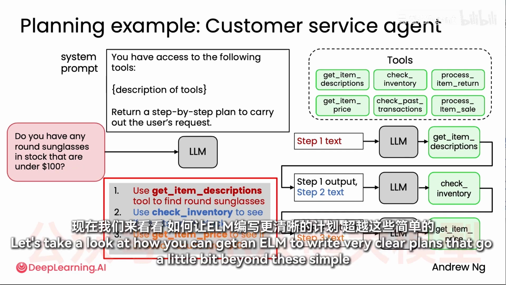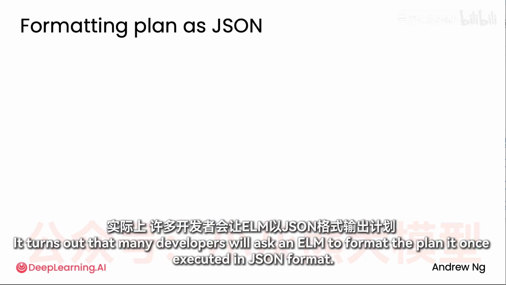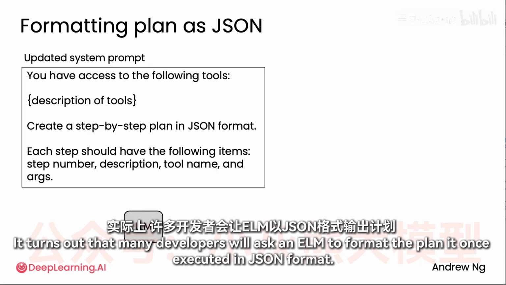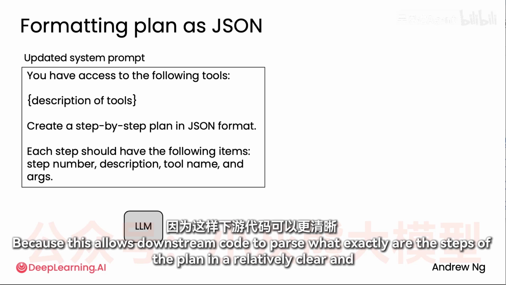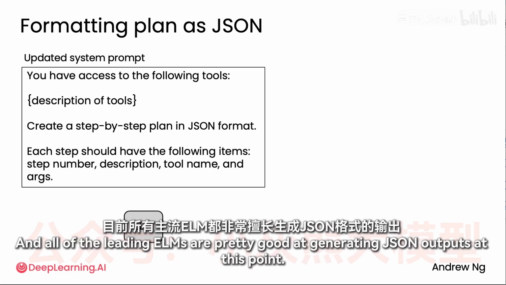Let's take a look at how you can get an LLM to write very clear plans that go a little bit beyond these simple high-level text descriptions. It turns out that many developers will ask an LLM to format the plan it wants executed in JSON format, because this allows downstream code to parse what exactly are the steps of the plan in a relatively clear and unambiguous way. And all of the leading LLMs are pretty good at generating JSON outputs at this point.